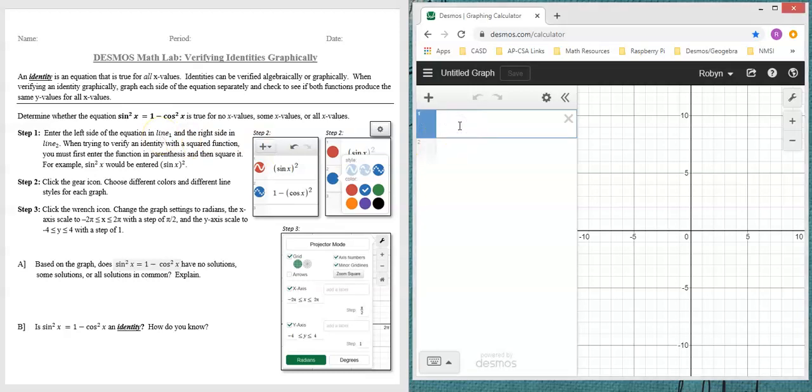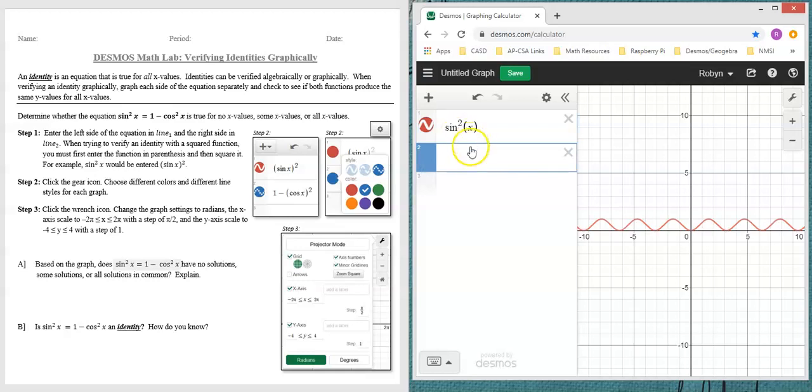So first thing we want to do, in step 1, is enter the left side of the equation in line 1. And so that is going to be the sine squared of x. That's my left side. And on the right side, we're going to put that into line 2. So 1 minus cosine squared x. Okay, and that's line 2.